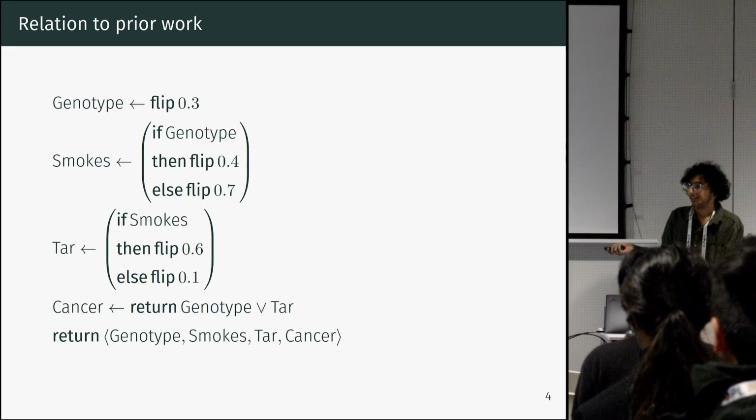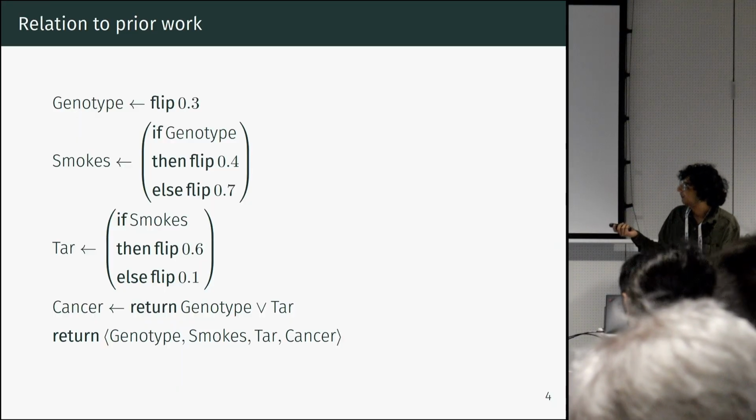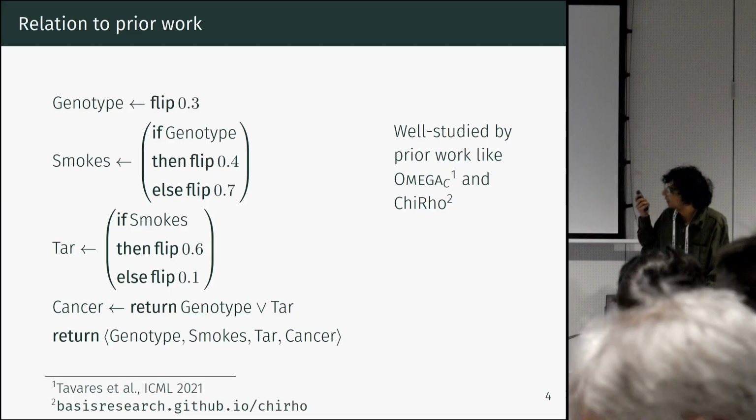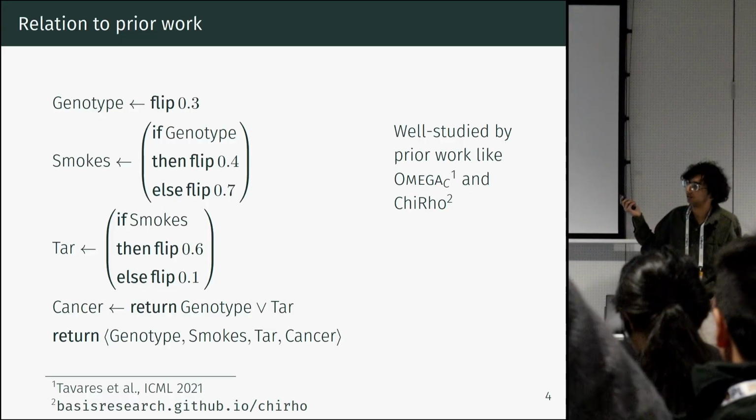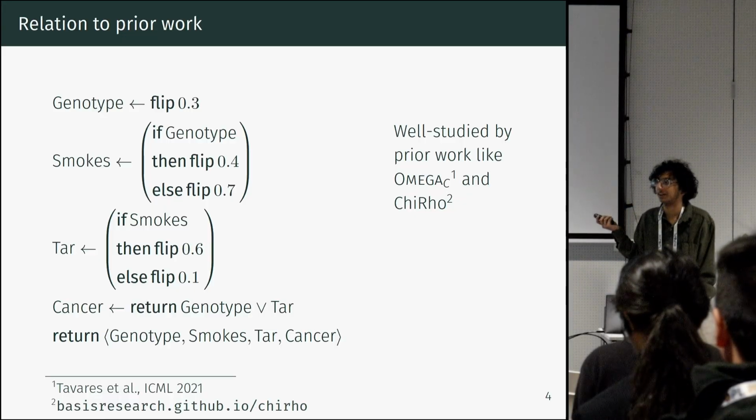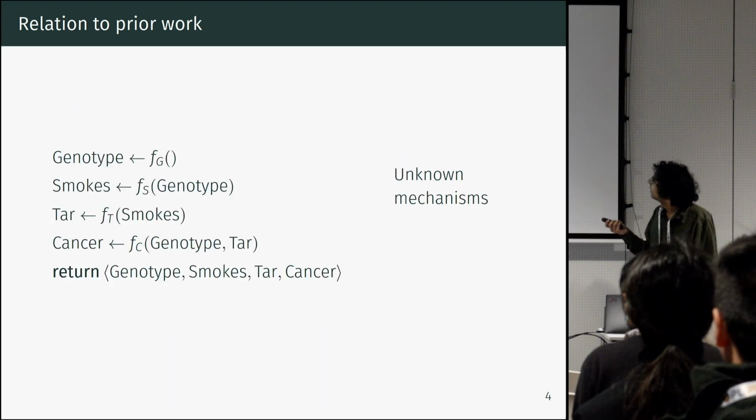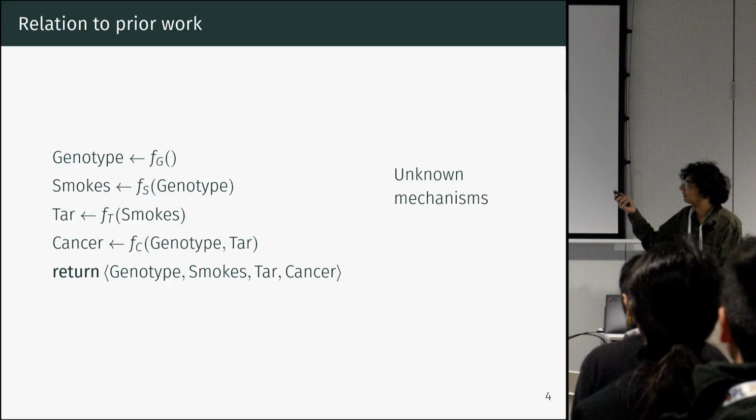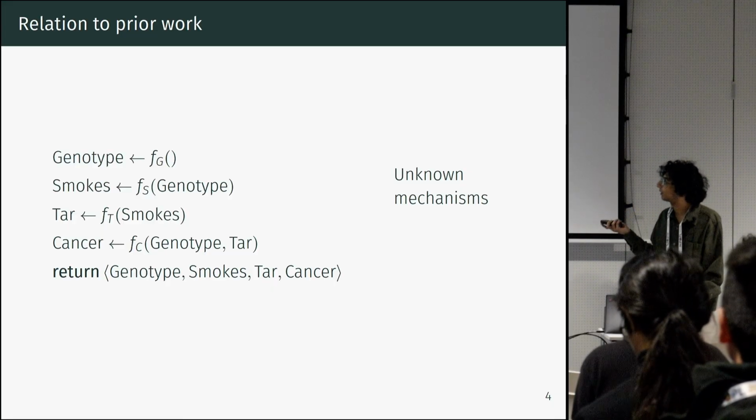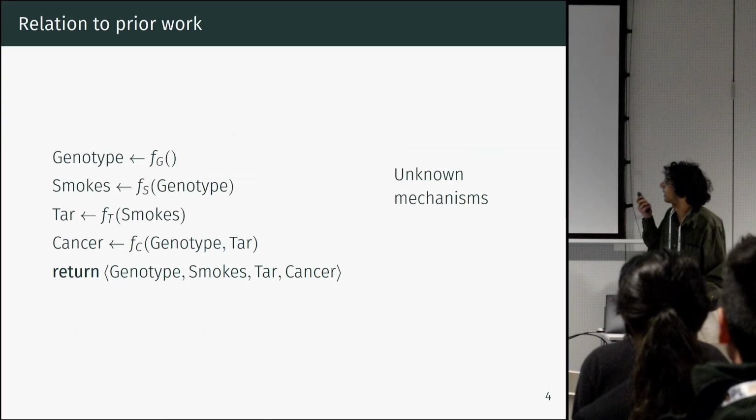OK, so to relate this to some prior work in this area, here we have this full program. Studying interventions and causal queries in this setting is well studied by prior work like Omega and Cairo, and I think we're going to hear more about this later as well. But we want to generalize this somewhat. The first change is that instead of knowing exactly what the program is, we might have unknown mechanisms.